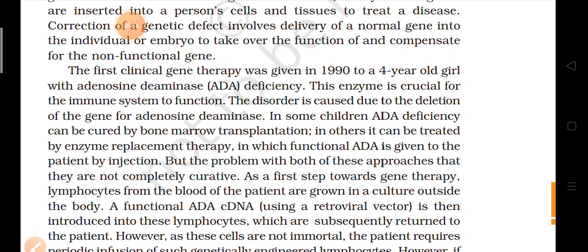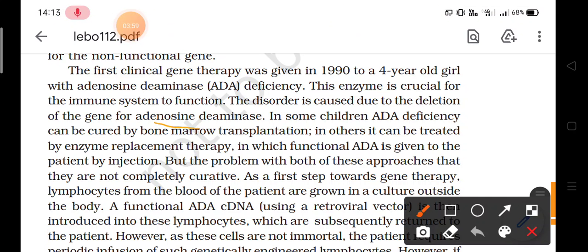This ADA enzyme is necessary for the production of immunity in the body. Immunity is the ability to fight against diseases. Now how did this deficiency occur? Actually, the gene responsible for this enzyme was missing in the set of genes of that girl, and because the gene was not present, the body was not able to produce the enzyme.